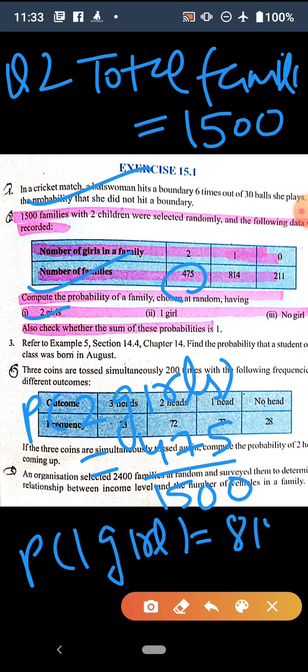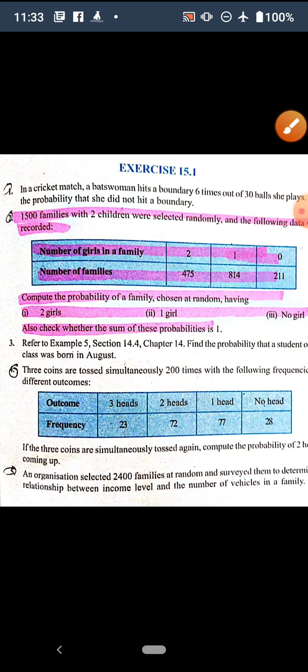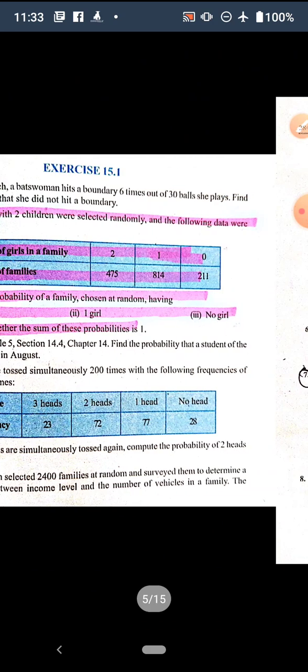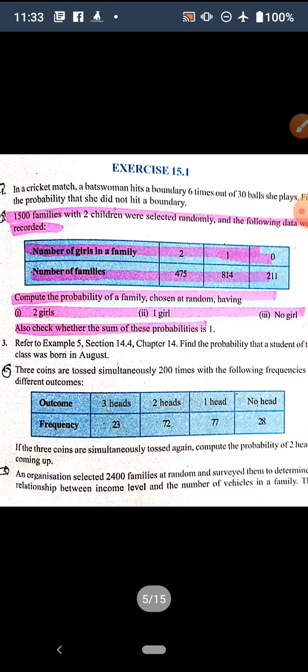It is 814. And what are the total number of outcomes? 1500. In a similar manner, when there is no girl in the family, how many favorable outcomes? 201 upon 1500. Next, refer to Example 5, Section 14.4, Chapter 14. Find the probability that a student was born in August. You will see the example and try to do it.